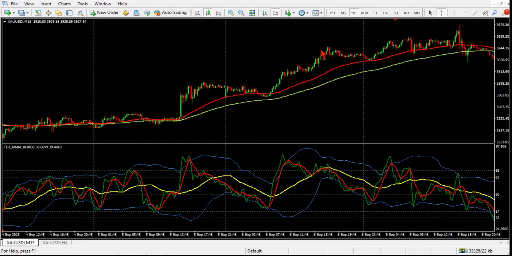So you're getting better trades because you just understand the hack of the TDI, how to use the TDI.